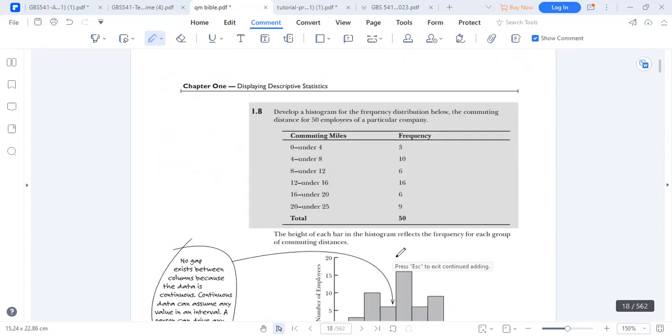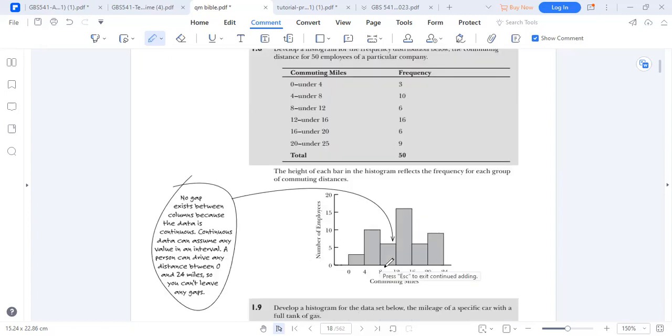All right, so we go to a different type of data. On the histogram we know. So we are given information regarding what? The commuting distance for 50 employees of a particular company. So those that commute 0 to 4, they are 3. 4 and under 8, they are 10. 8 and under 12, they are 6. So here we have no gap between, because this data is continuous.